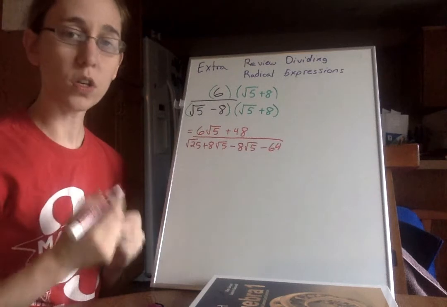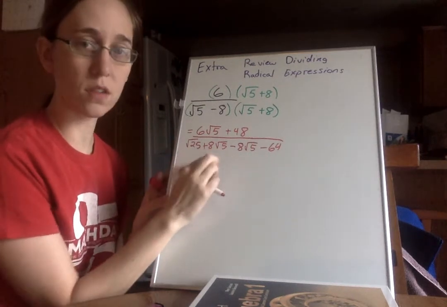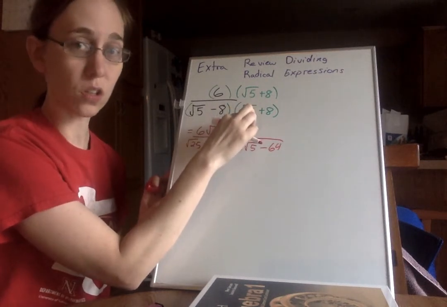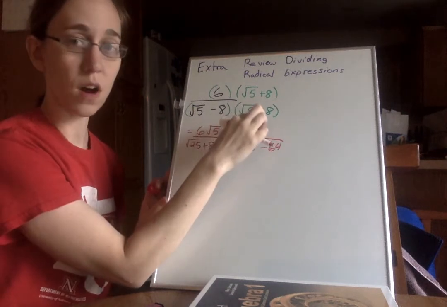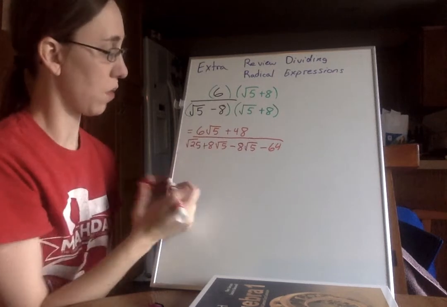Now remember, when you're doing this, if you are foiling in the bottom and you don't get two things that are going to cancel out, you don't have the right conjugate, okay? That's your clue. If you still have roots in the bottom, you've done the wrong conjugate and you need to go back to this step and fix it and then continue working.